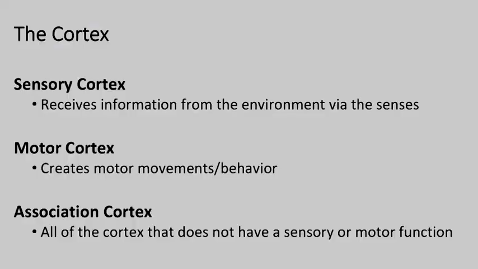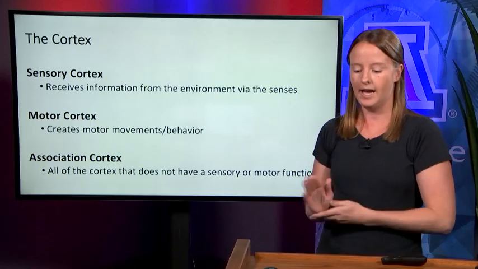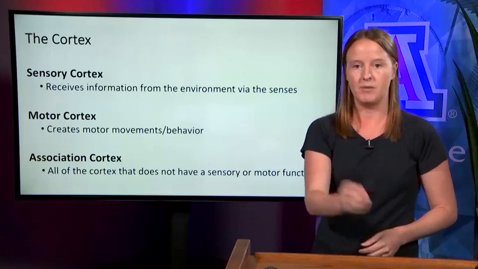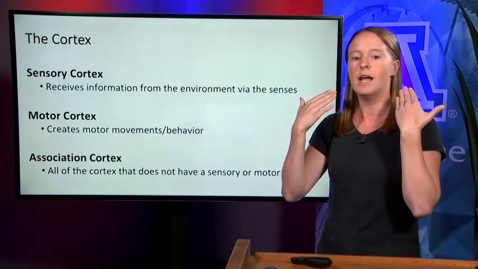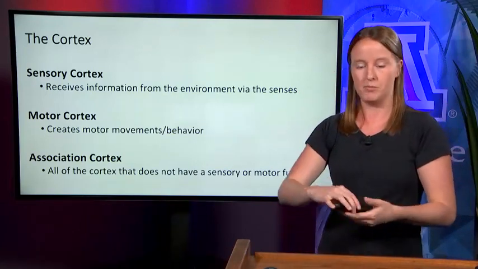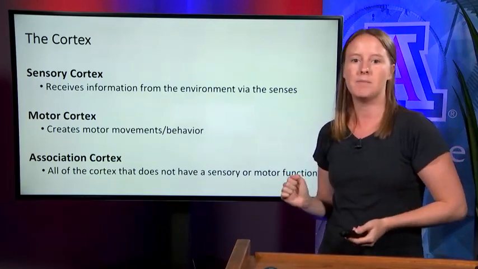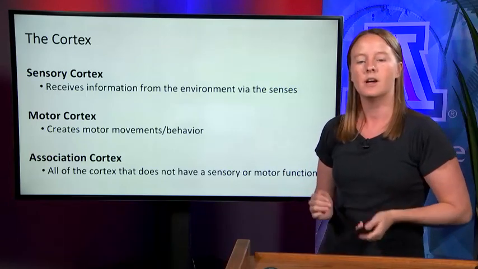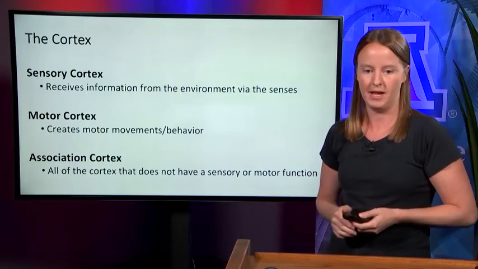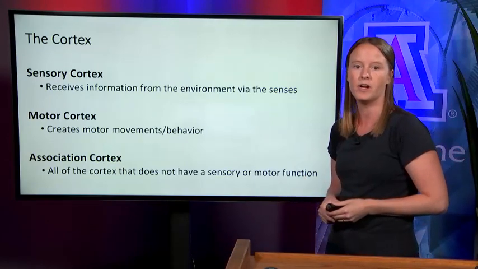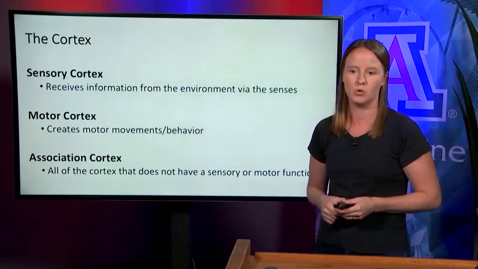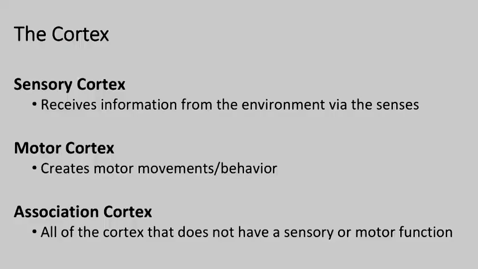Motor cortex is the part of the cortex responsible for directing behavior. If I put my hand on a hot stove or touch something in my environment, my sensory systems are going to register that in my brain, and then I'm going to pick up the remote to change the slides, or I'm going to take my hand off of this uncomfortable surface. Motor cortex is about movement and behavior. All of the rest of the cortex that doesn't have a sensory or motor function is known as association cortex. We'll be looking more in depth at the cortex as the semester goes on, but these are just some of the basics.